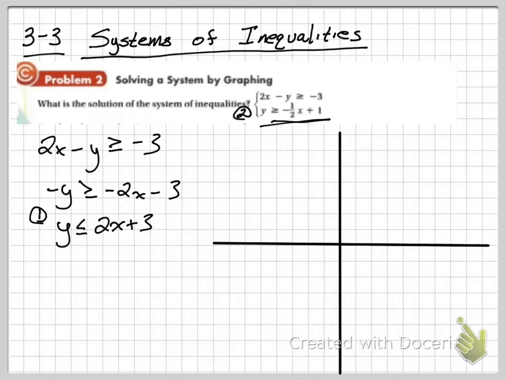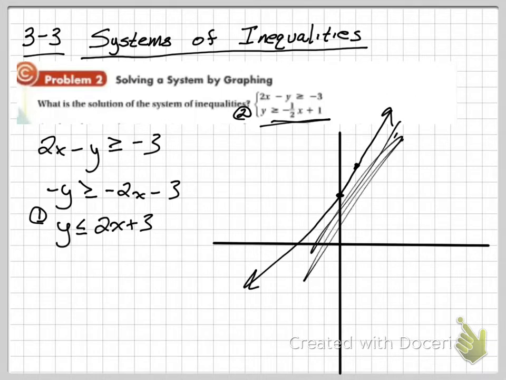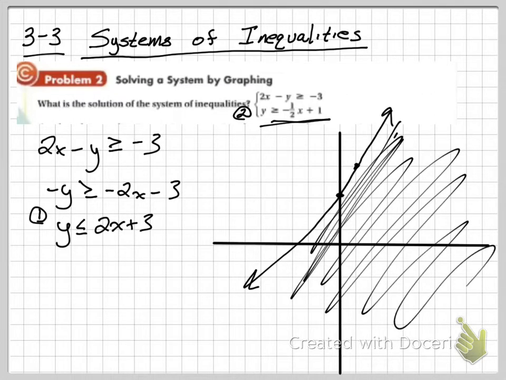2x plus 3, so we want to go up to 3, put a dot. Okay? Now, 2x is the slope, so up 2, over 1, put another point. Now, it's a solid line because it's equal to, so draw your line. Now, less than is shaded underneath it, so I'm going to shade down here.